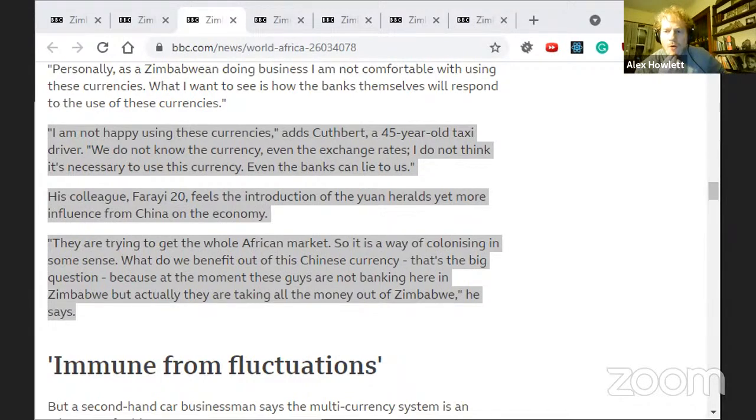I think a more important feature of this quote is just the confusion around it, and the fact that you make everything more complicated, and then things are going to happen that aren't efficient. It's hard to get all the information. So he's saying the banks can lie to us. Well, it's a lot easier to lie to people if they don't understand what's going on. And when you've got a bunch of currencies kind of floating around and nobody can keep track, it's a lot easier for people not to know what's going on.